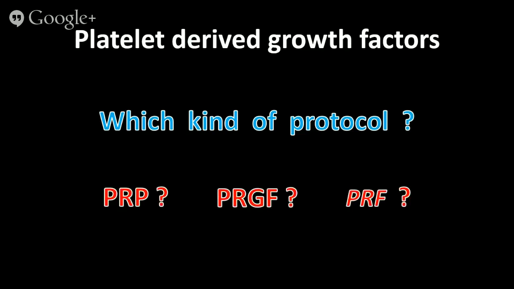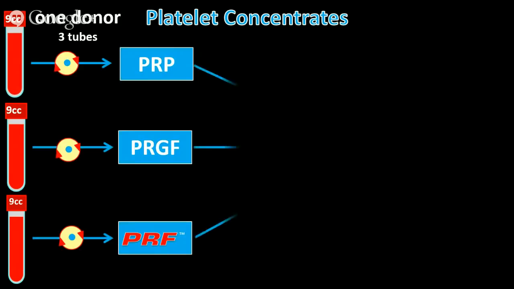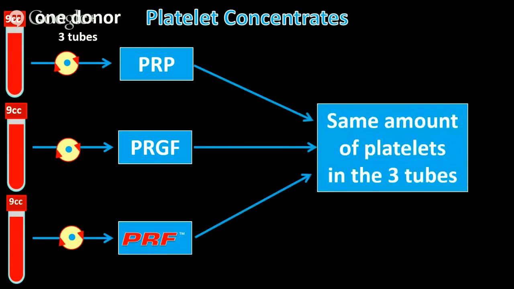What kind of protocol do we have to use? We know that we have PRP, PRGF, and PRF. If we draw blood from the same donor and take 3 tubes and apply on each one a different protocol, PRP, PRGF, and PRF, and we focus only on the platelets, we have the same amount of platelets in the 3 tubes. It seems that it's not sufficient to talk about only platelets.